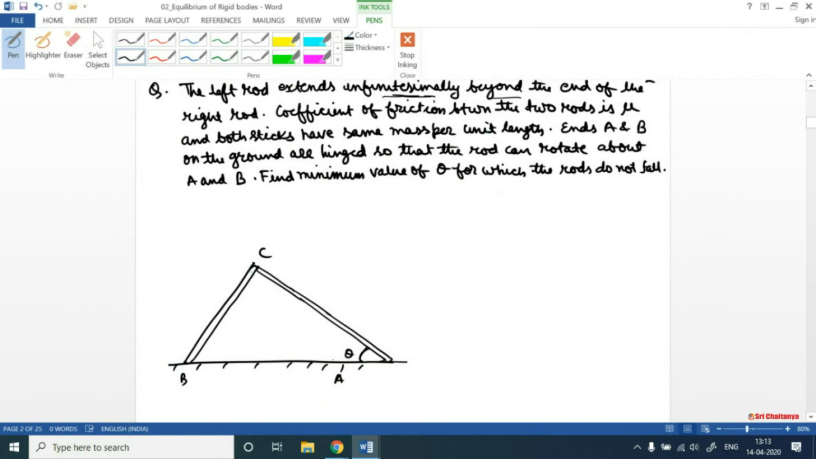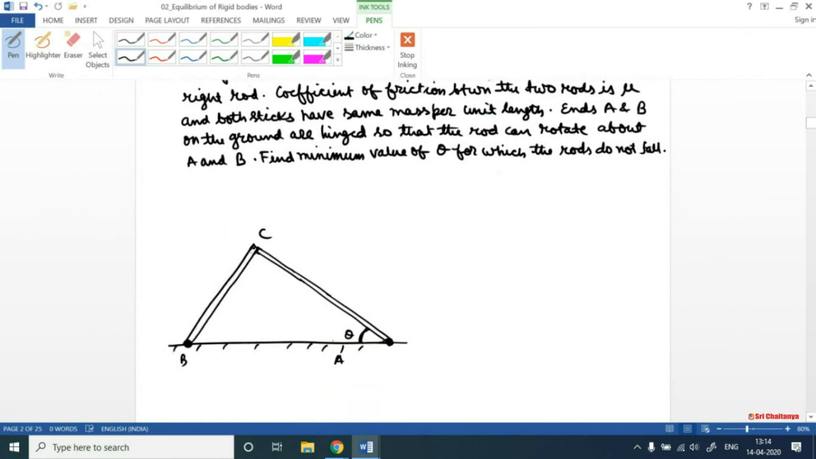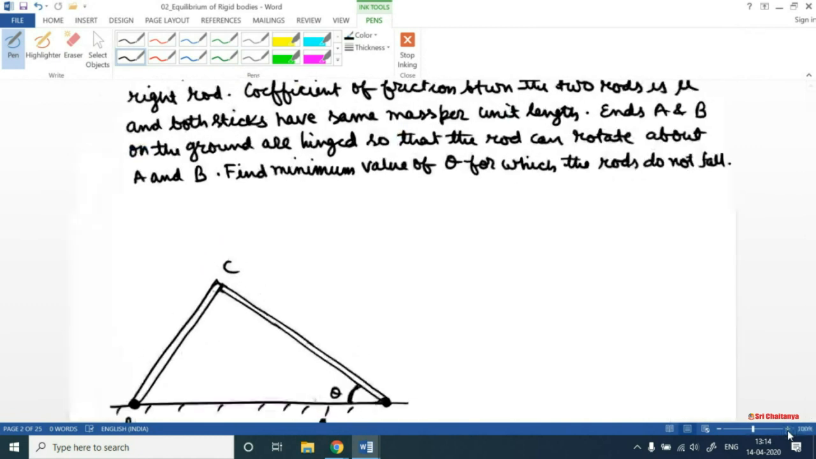So this is extended a little bit beyond the right rod over here, and the coefficient of friction between the two rods is mu, and both sticks have the same mass per unit length. Ends A and B on the ground are hinged, so each rod can rotate about A and B. We have to find the minimum value of theta for which the rods do not fall. Now let me again maximize this diagram.